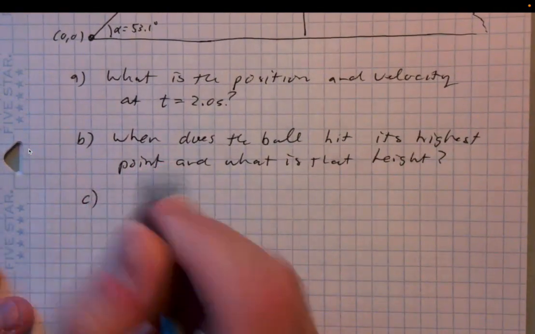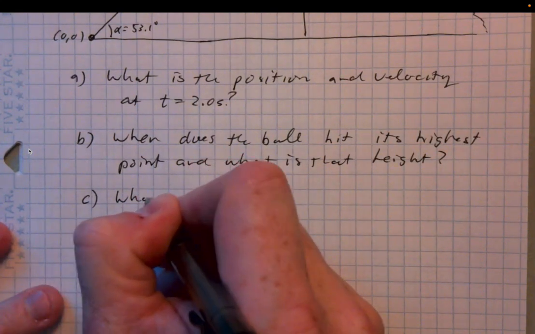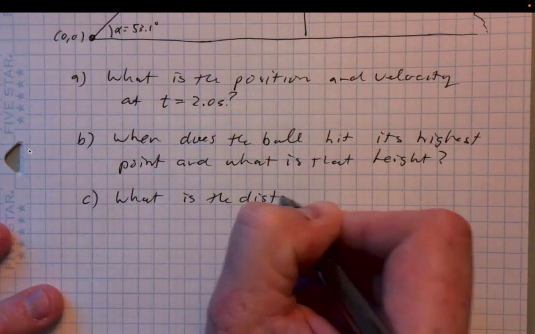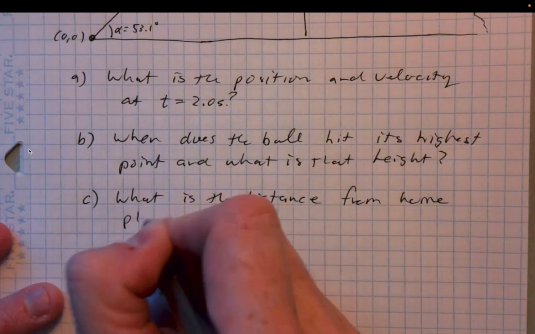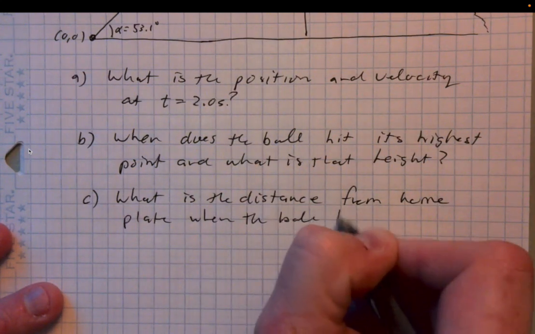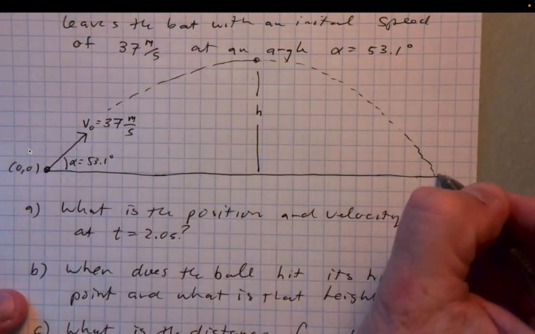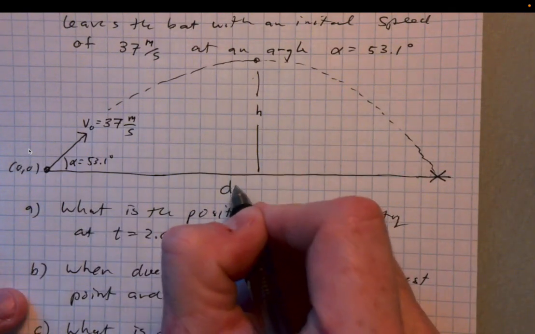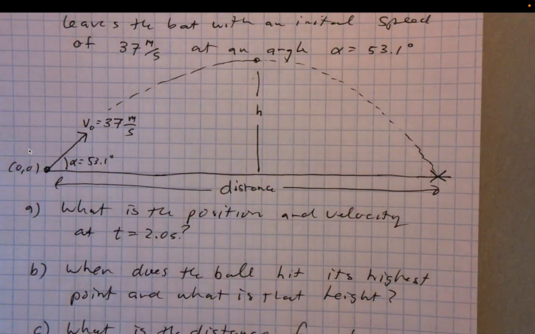And then finally, the last thing we want to know: what's the distance from home plate when the ball hits the ground? Obviously it's going to hit the ground right about here. What is this distance? How far is the hit? How far does the ball go? Okay. All right, very good.